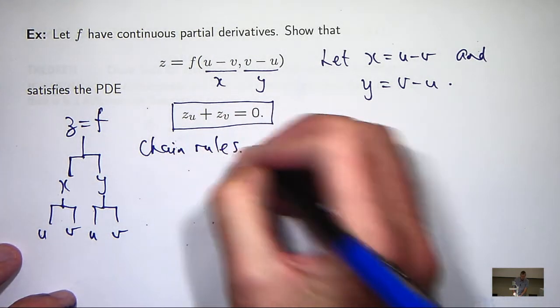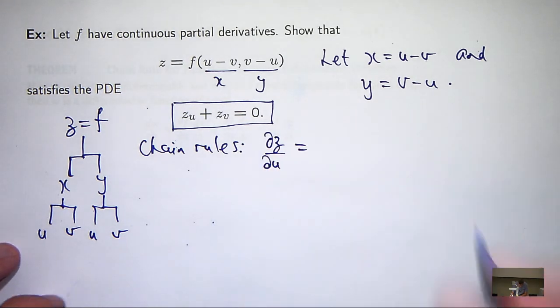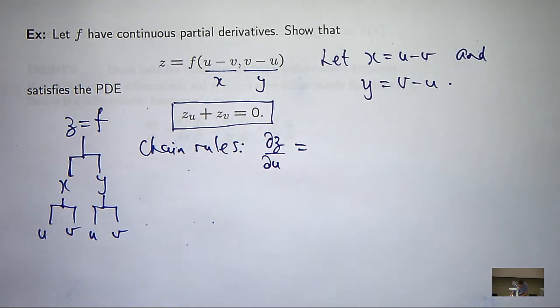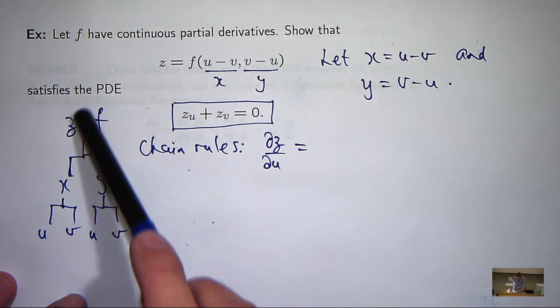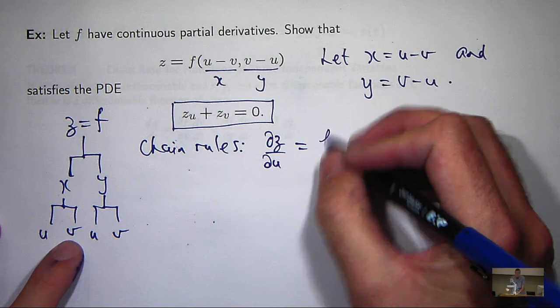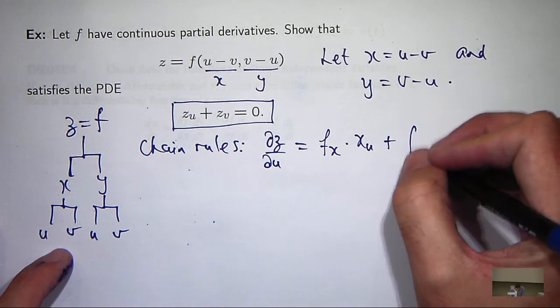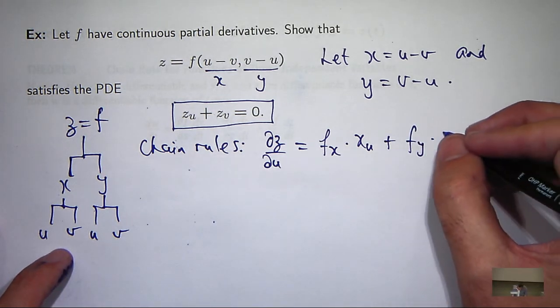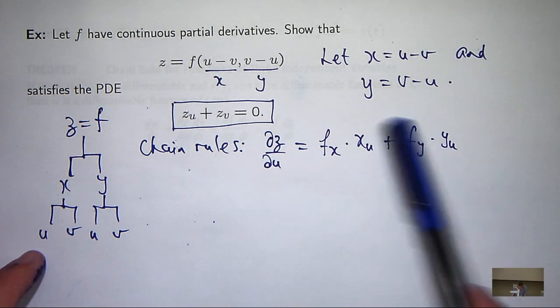So what I can do now is see if I can simplify this expression. Now I don't know what f is. That's the frustrating part. I don't know what f is, so I can't really differentiate it. But I do know what x and y are. So x sub u, what's that going to be? 1. y sub u, dy du, is going to be minus 1. Okay, that's as far as I can take that, because I don't know what f is, so I can't differentiate it. Okay?